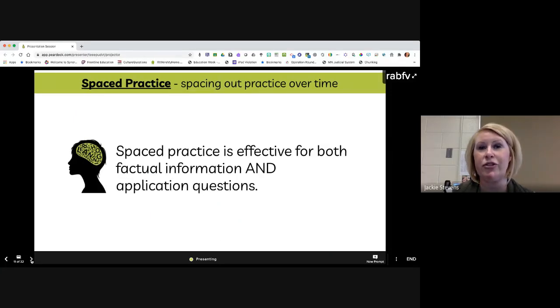What has been really interesting from some of the research is that spaced practice is effective both for factual information and application questions. So it doesn't matter if you're just working on getting them to remember facts, or if you want them to try to remember more specific lab practices or the results of a lab or things like that. It works for both.